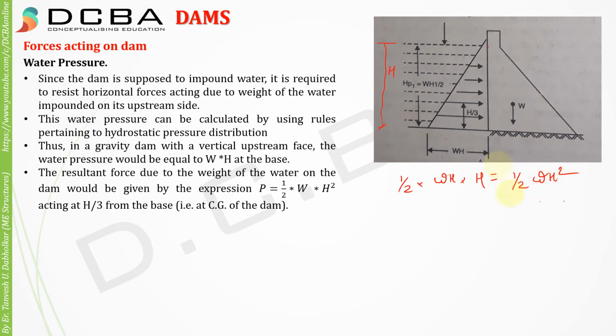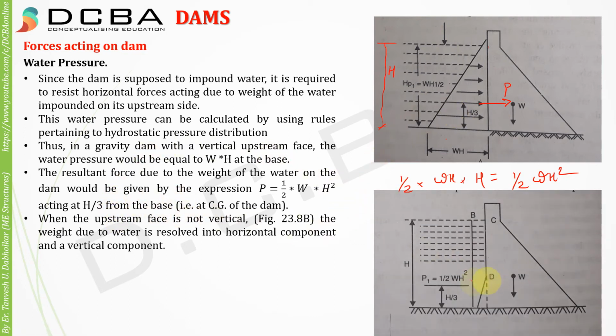This is the total pressure due to this entire water, and this pressure would be acting at a distance of H by 3. So I will just write this P. Here P is the entire pressure, and it is acting at the distance of H by 3, which is nothing but the centroidal distance of the triangle.